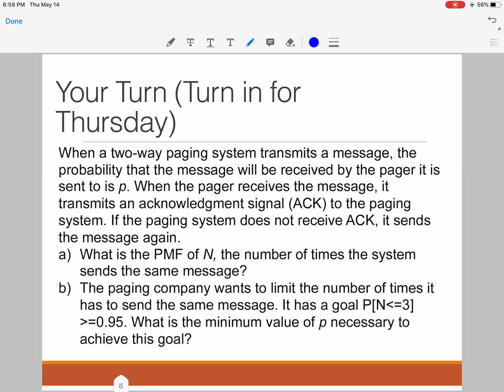Okay, now what I would like for you guys to do is solve this problem and turn it in for Thursday's class by 10 a.m.